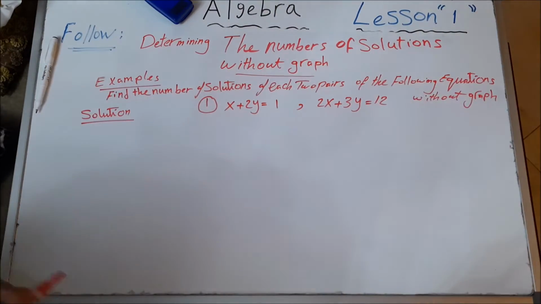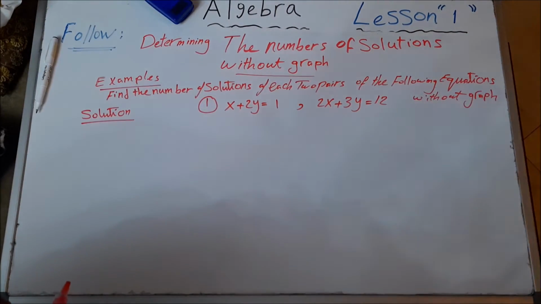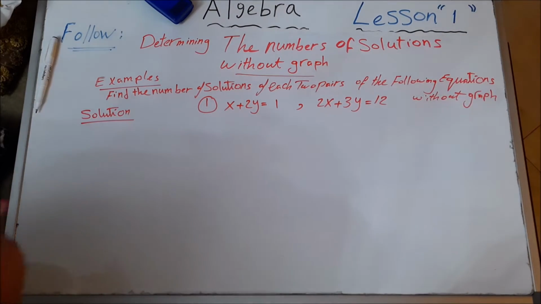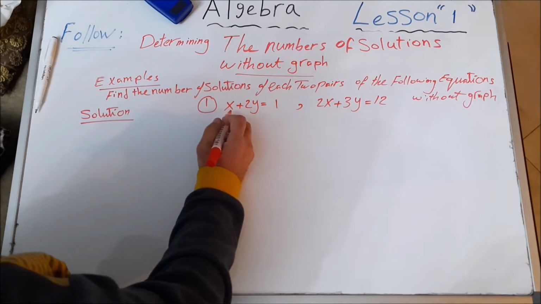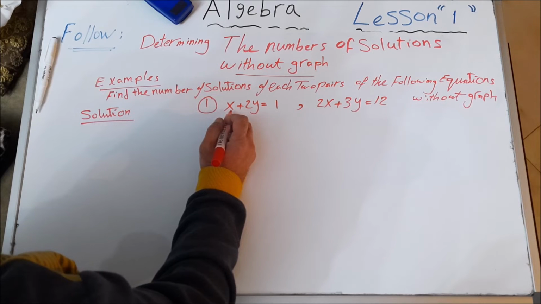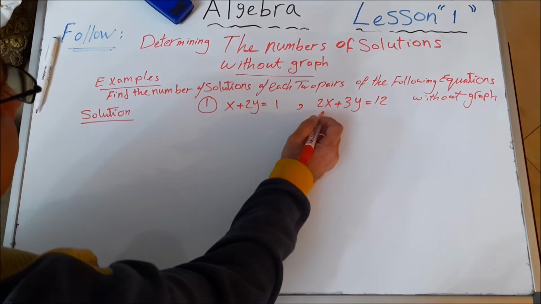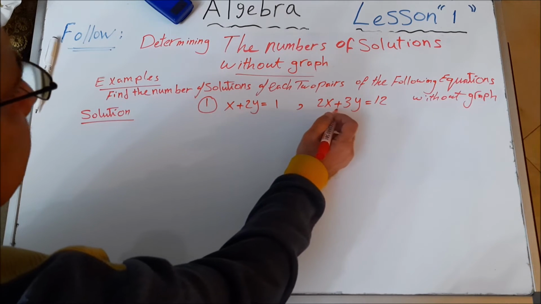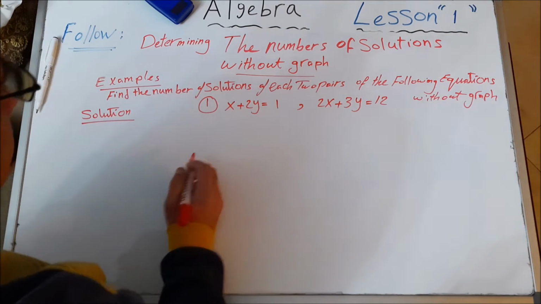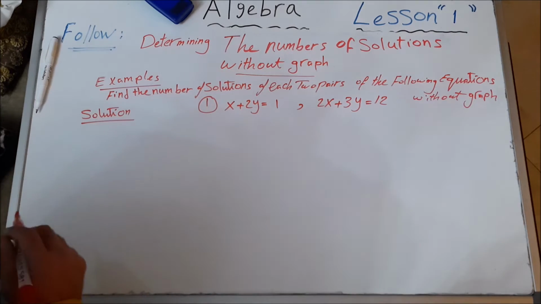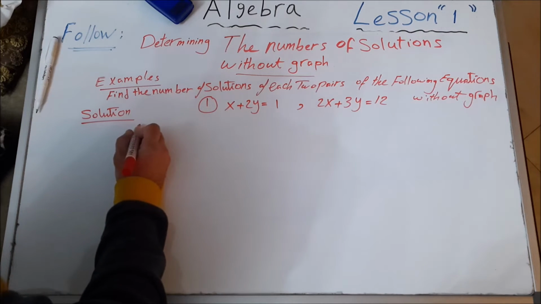Find the number of solutions of each two pairs of following equations without graph. Number 1. The first equation is x plus 2y equal 1. The second equation is 2x plus 3y equal 12. The steps of solution. Number 1.